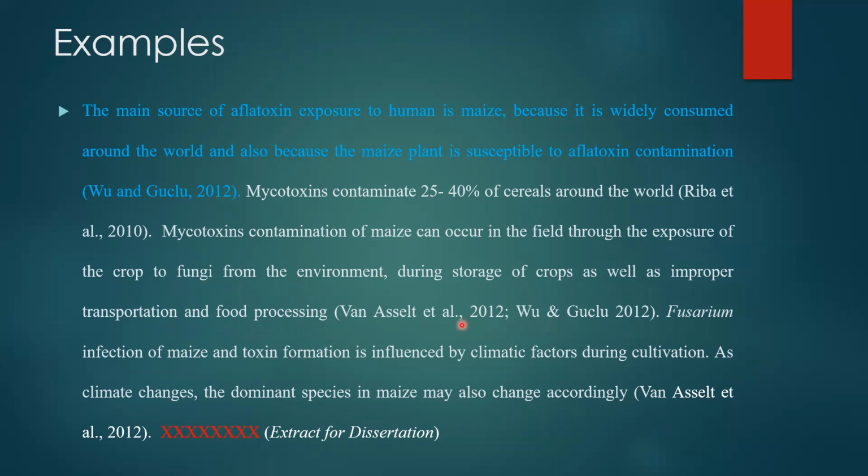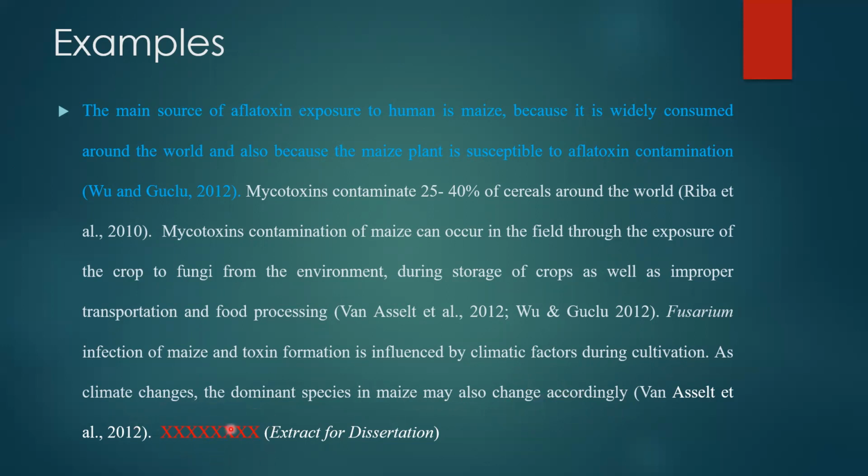Now he's further explaining how the evidence supports the point. Fusarium infection of maize and toxin formation is influenced by climatic factors during cultivation. So this is further discussing how the evidence supports the point. As climate changes, the dominant species in maize may also change. So this is just more points to support the evidence.